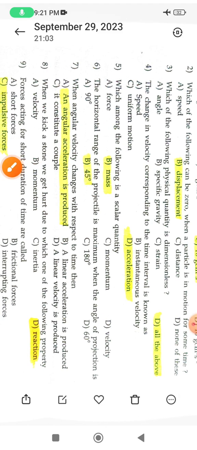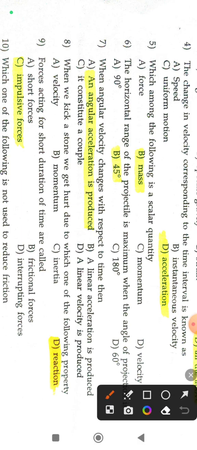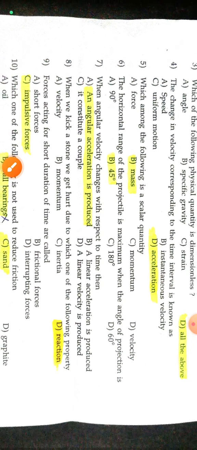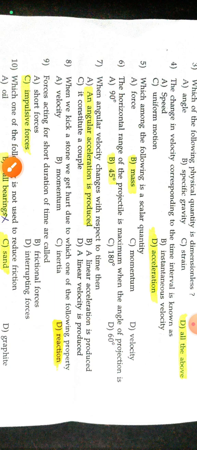Okay. Now we'll discuss the sixth question. What they are asking in the sixth question? The horizontal range of the projectile is maximum when the angle of projection is how much? Now see, 90 degrees, no. 45 degrees, right? This is right. 180, wrong. 60 is also wrong. The horizontal range of the projectile is maximum when the angle of projection is 45 degrees. So option B is the right answer.